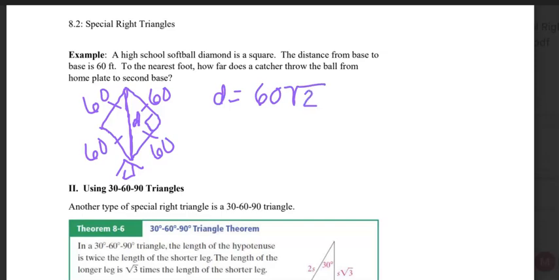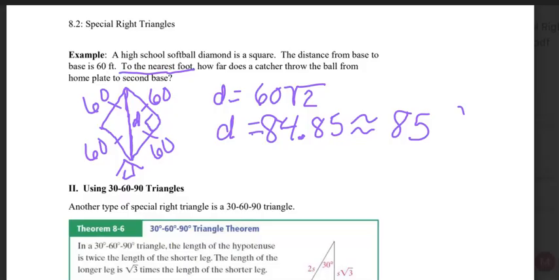They want us to find it to the nearest foot. So we'll type that into a calculator and we will get 84.85, etc. And if we round that to the nearest foot, that would be 85 feet.